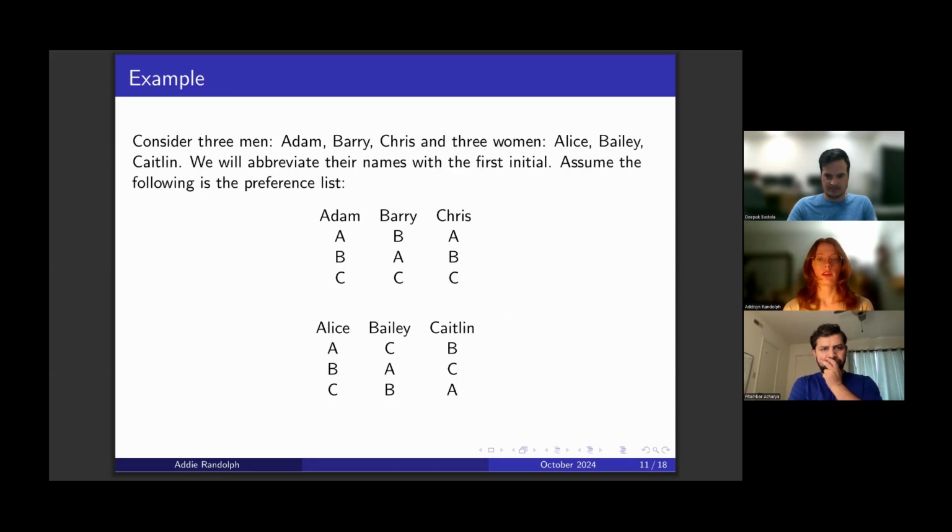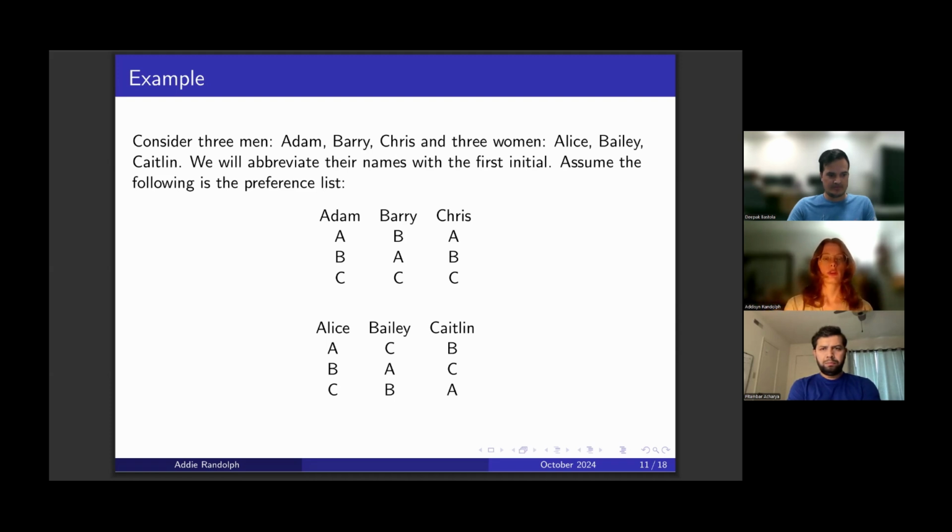All right, so I wanted to give a little example just to see how this works. So we're going to just look at a set of 3 men and 3 women. So we have Adam, Barry, and Chris, and then Alice, Bailey, and Caitlin. And this is their list of preferences. And I just used the first initial to make it easy.